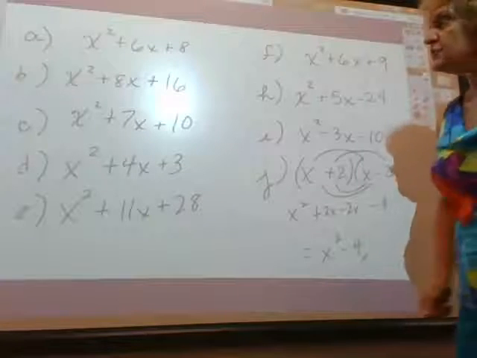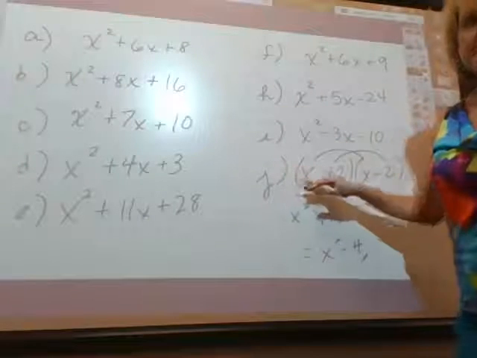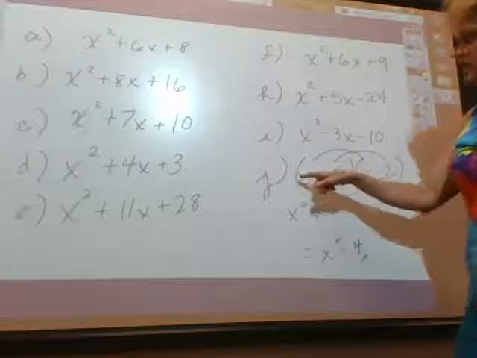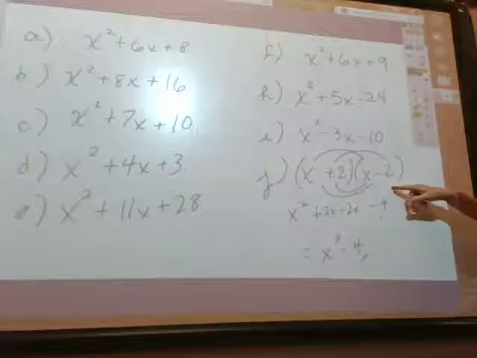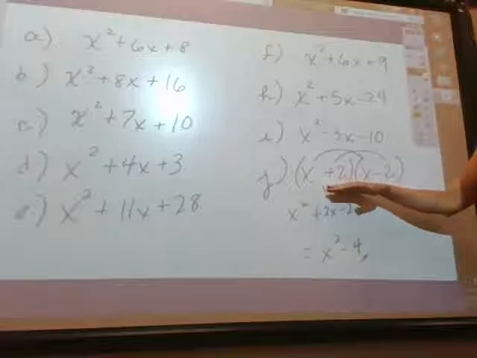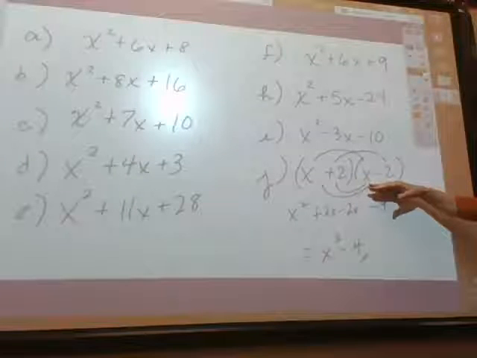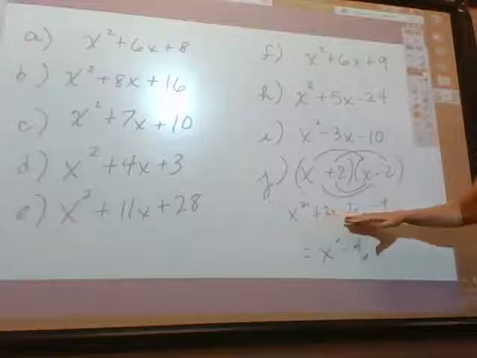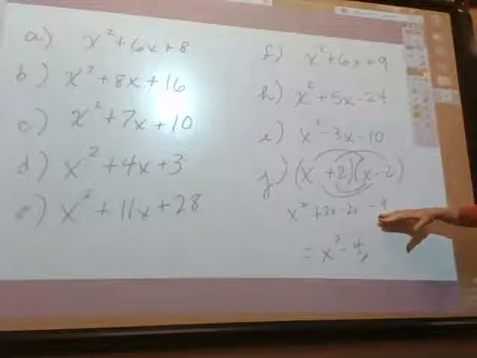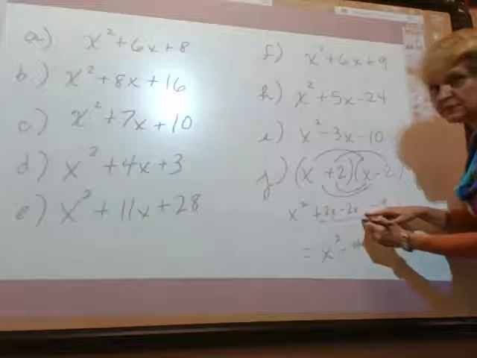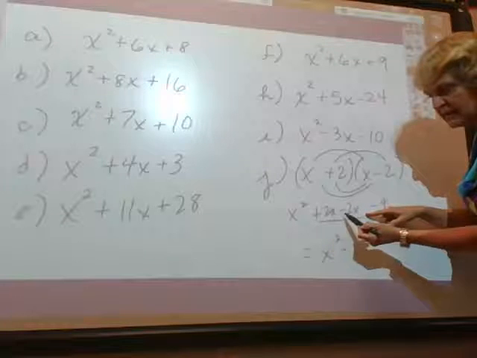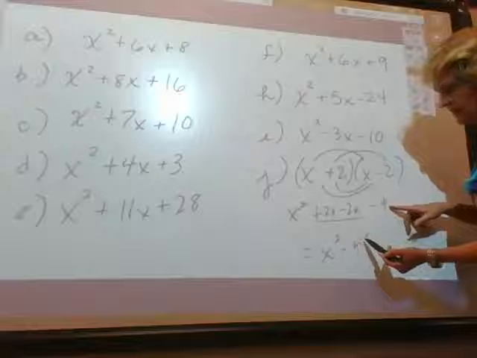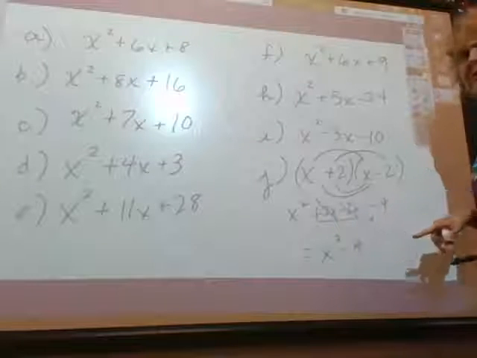Okay, now if you had any trouble in any of these practice, you do want to give me a call and we can talk it over together. I wanted to show you J because it's unique. You have x plus 2 times x minus 2. So when you do FOIL, this is what you'll get, x squared plus 2x minus 2x minus 4. And look what happens. These middle terms cancel out, don't they? 2x take away 2x is nothing. So you need x squared, the minus 4, and you're done.